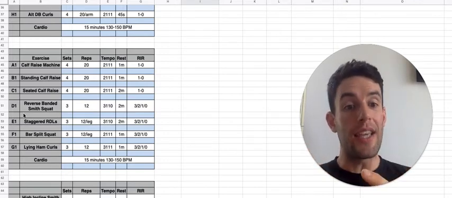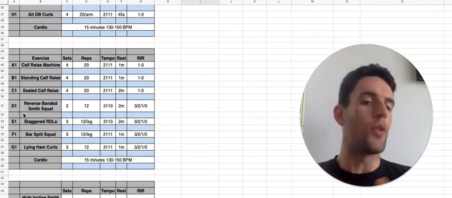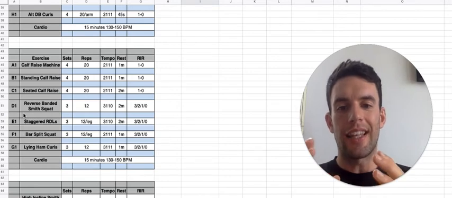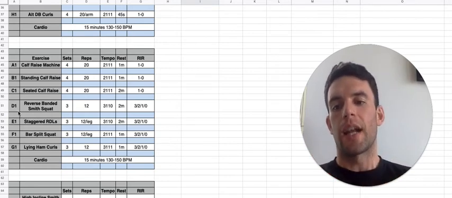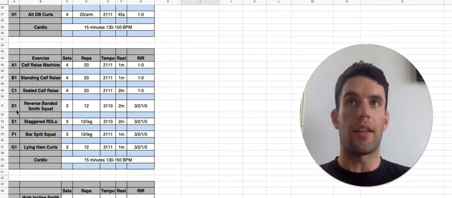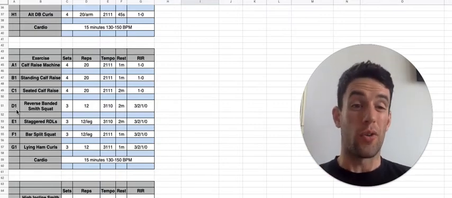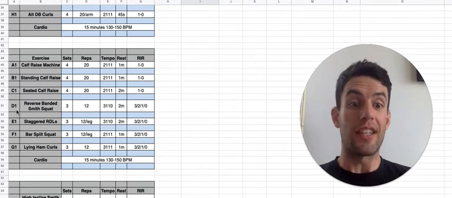So for me, this is a nice exercise to do. For you, it might be a terrible exercise. Again, this is the thing about picking exercises. It is very individualized, right? Then I'm doing a staggered RDL. So I brought my RDLs up to 240 kilos with 100 kilo of band tension, resisting me at the top.